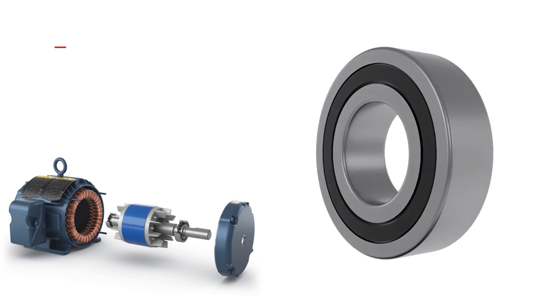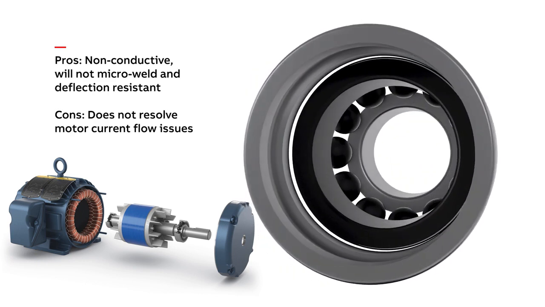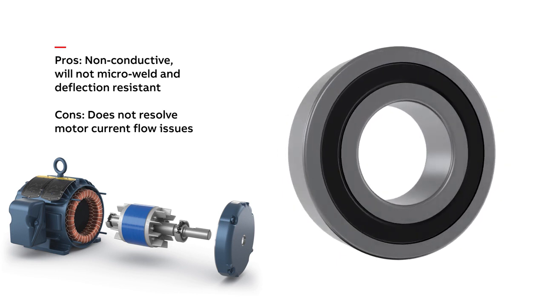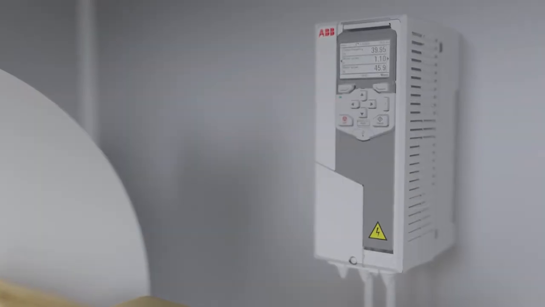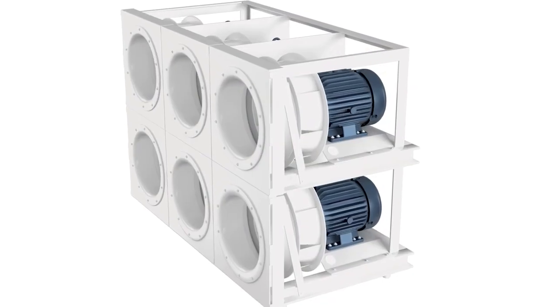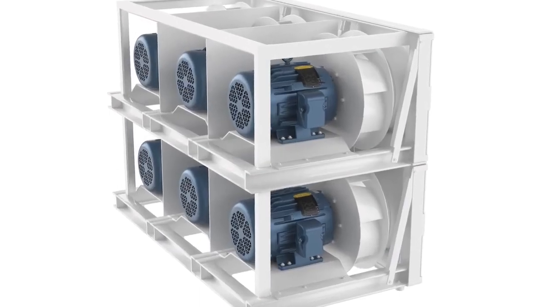However, the current will seek a path to ground, which means it will most likely travel through the driven equipment. Since ceramic bearings will not remove the current from the rotor, only specific applications such as direct drives or equipment utilizing non-conductive couplings are recommended for motors with ceramic bearings.